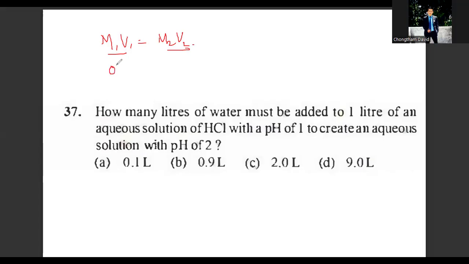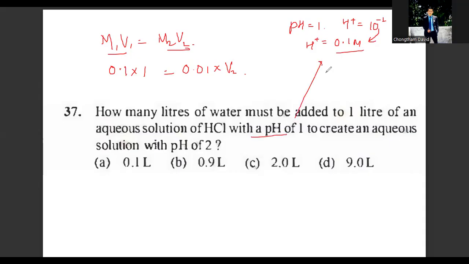For this, you are given molarity 0.1 into 1, 0.01 into V2, and you're required to find this V2. How am I getting this molarity? You might have this question. Since the pH is 1, the hydrogen ion concentration would be 0.1 molar, because by definition, the negative logarithm of hydrogen ion concentration is called pH. So the hydrogen ion concentration can be written as 10 to the power -1. The question says the pH is 1, so from this, simply get the hydrogen ion concentration.